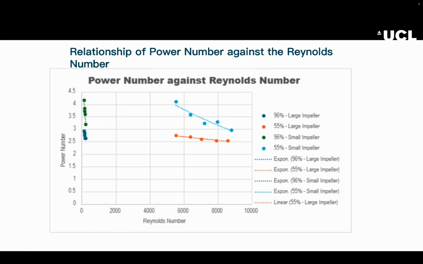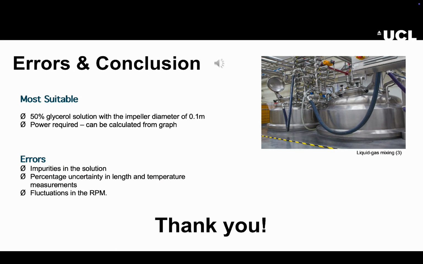The following graph shows a relationship of the two dimensionless groups. The power number decreases inversely proportional to the Reynolds number, and we can observe a more consistent linear relationship using the bigger 0.1 meter impeller as opposed to the exponential relationship for the smaller impeller. Based on the calculations, the most appropriate model to scale up is the 50% glycerol solution with an impeller diameter of 0.1 meters. The power required for the full-scale system can be determined using the graph on the previous slide from the power number.